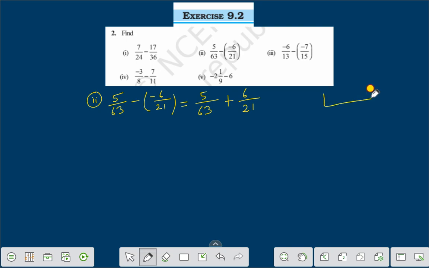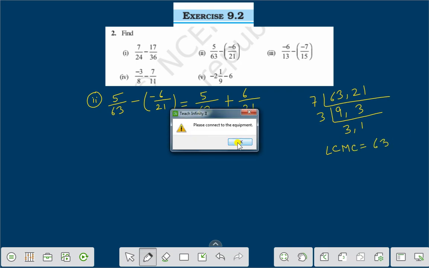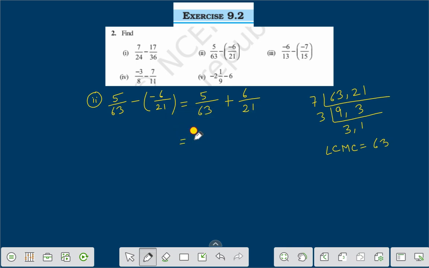If we find the LCM of 63 and 21, you divide by 7, 7 nines are 63 and 7 threes are 21. Again you divide by 3, that is 3 threes are 9, 3 ones are 3. Therefore you are getting 3 into 3 into 7, which is 63. Therefore 63 is the LCM, and we write 63 as the denominator.